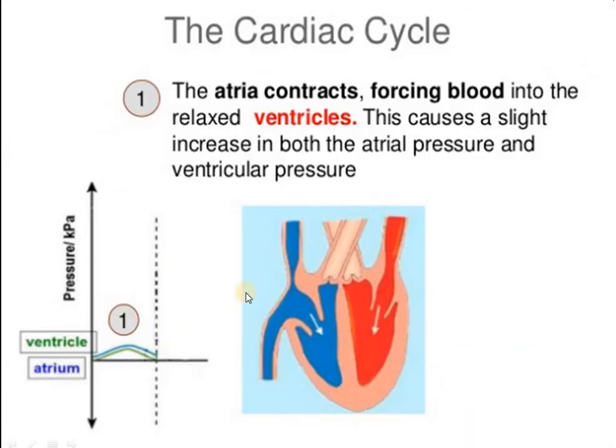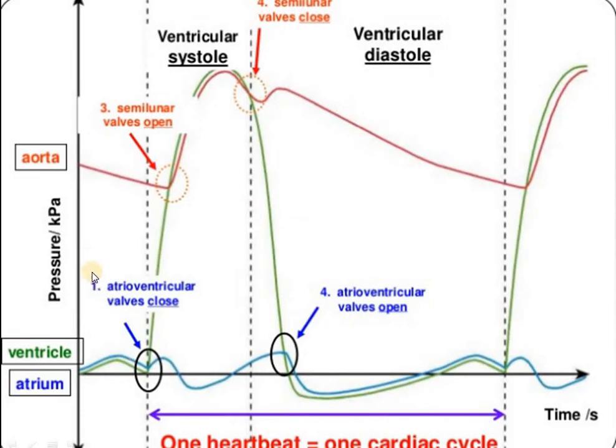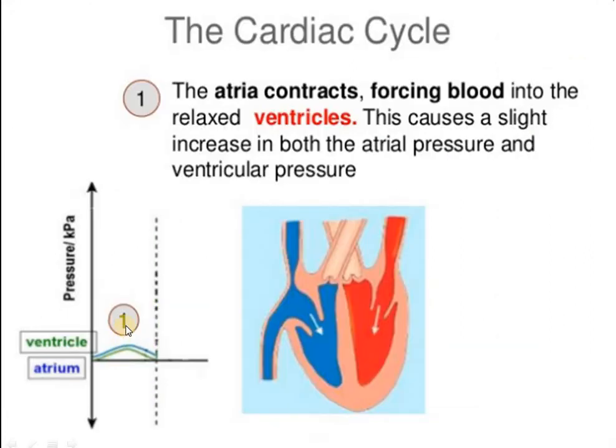So this is the first step of the graph. It is where the atria contract, forcing the blood into the relaxed ventricle. This causes a slight increase in both the atrial and ventricular pressure. If you can see in the graph, the first stage, which is being dissected in this slide, is atrial contraction, because when the atria contract, they pump the blood towards the respective ventricles.